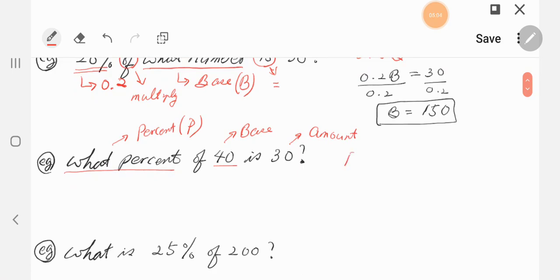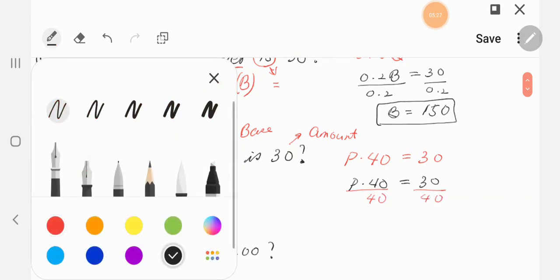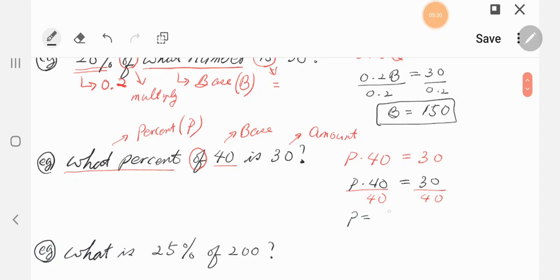What percent? I don't know, so let's make it a P. And of means multiply. So P times 40 is equal to 30. Then let's find the value of P. We divide each side by 40, so we can get rid of 40. So P is equal to 30 over 40, that is 3/4. And 3/4 is 0.75.